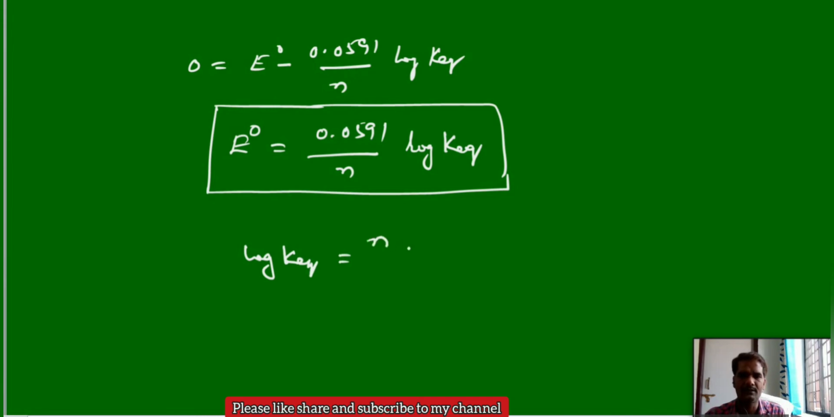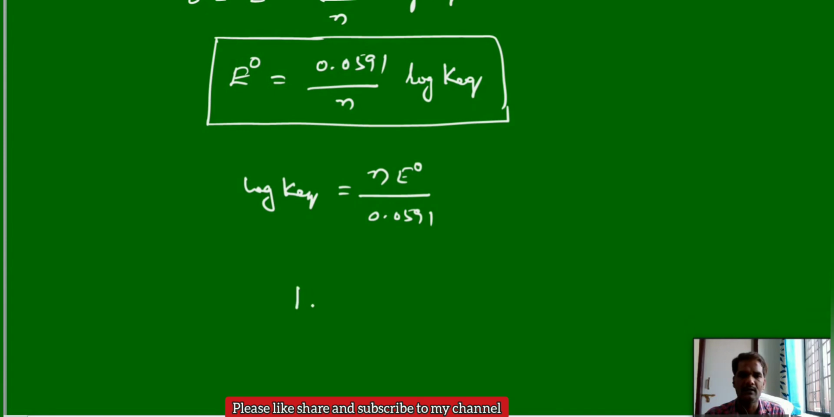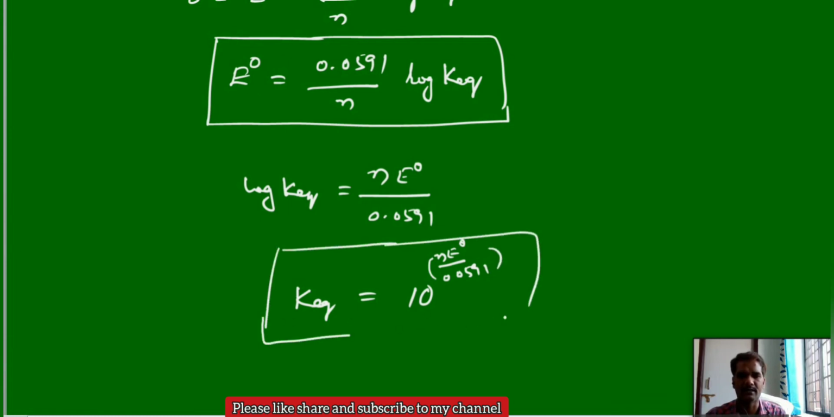We can write this further: log K equilibrium is equal to n E naught by 0.0591, and if you remove the log, K equilibrium is equal to 10 power n E naught by 0.0591. So this is the equilibrium constant calculation. This formula is also very important. Like this, we can calculate the equilibrium constant by using the Nernst equation.